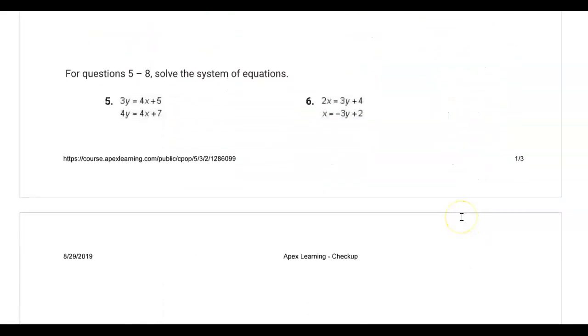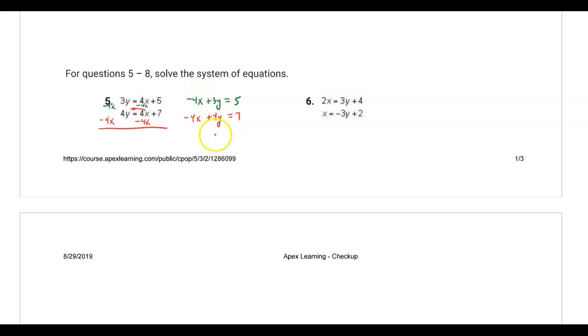So the next problem is a little unique, right? Now, when we look at this, both equations are not in standard form, right? So what would I have to do? Well, for this one, I would subtract 4x from both sides. So that would give me negative 4x plus 3y equals positive 5. The second equation, again, same thing. I have to bring the x term over. So I'm going to subtract 4x and get negative 4x plus 4y equals 7.